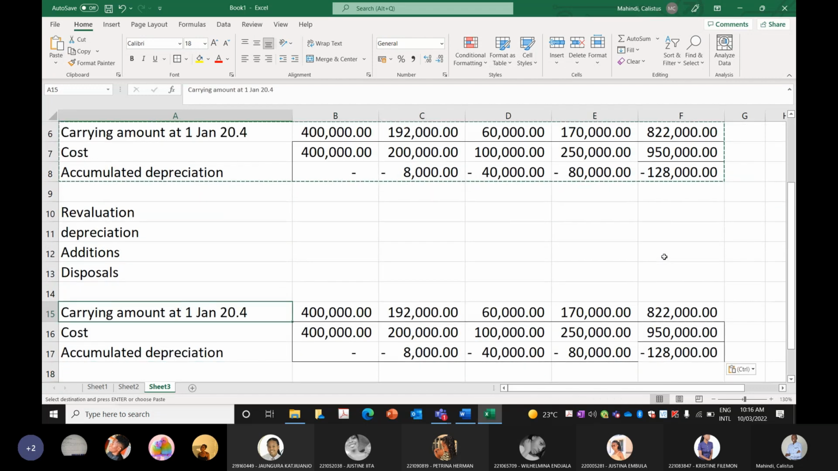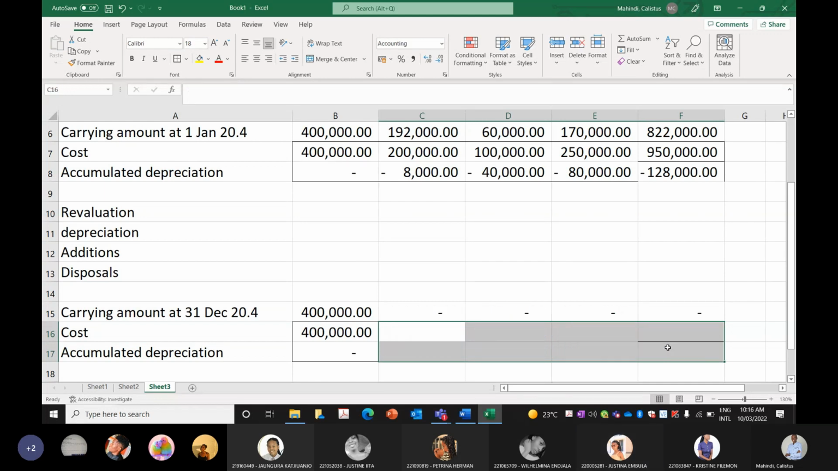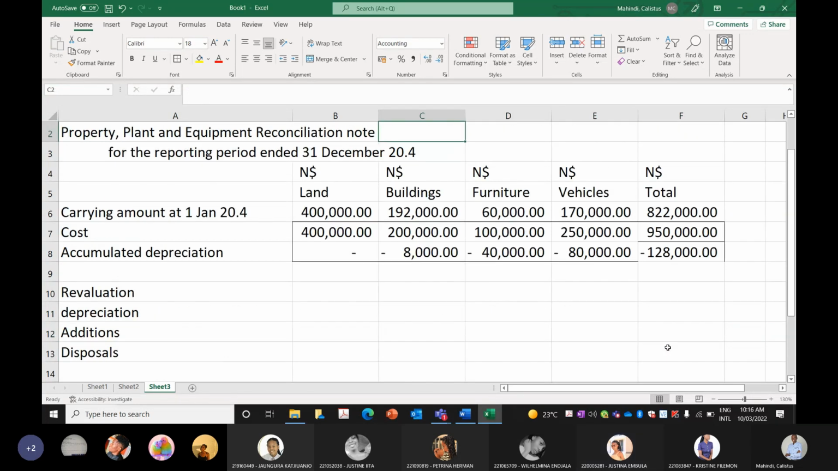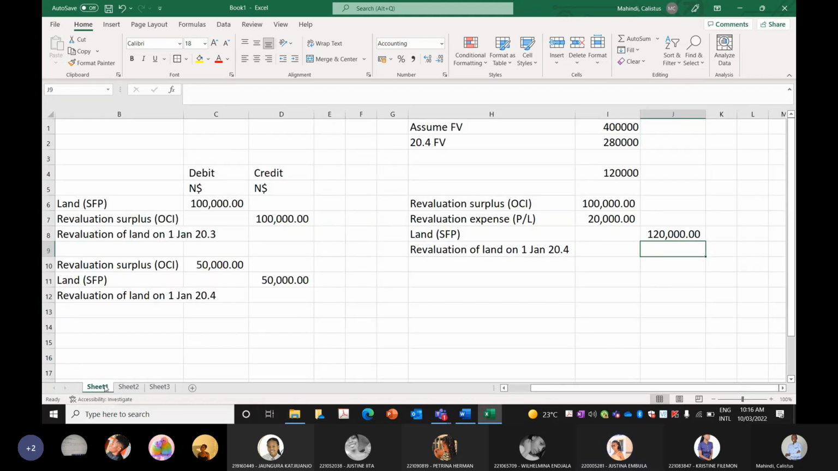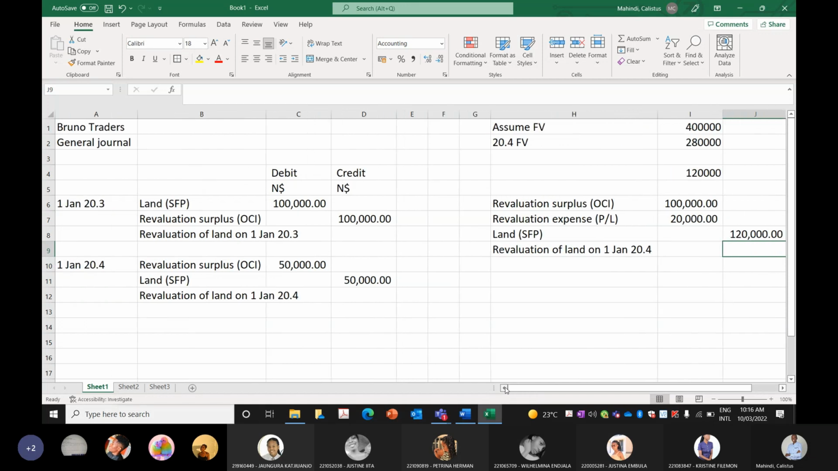So carrying amount, this one will now be at 31 December 20.4. Okay, let me remove these figures so that you don't get confused. All right. So land, did we have a revaluation of land during the year? Yes, we actually did workings for it. What was the revaluation of land? 100,000? Look at the date. Remember, we're dealing with the year 2004.